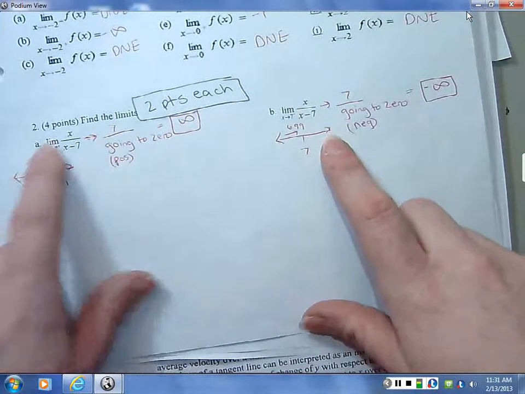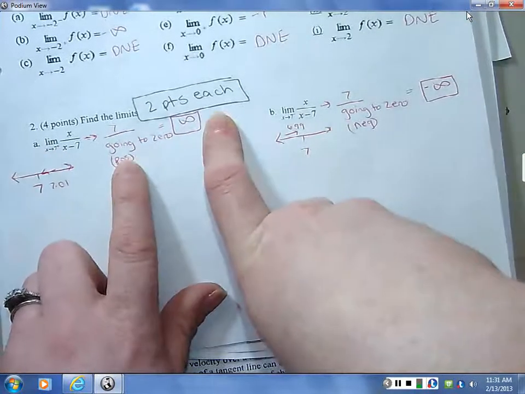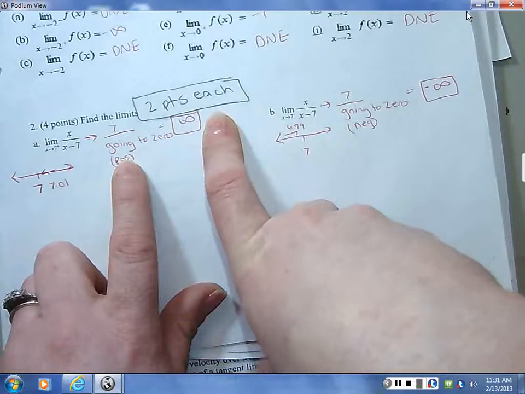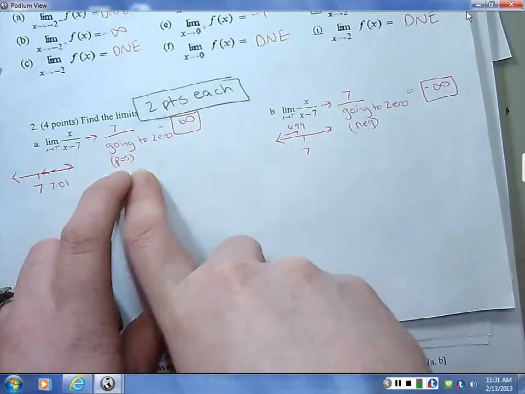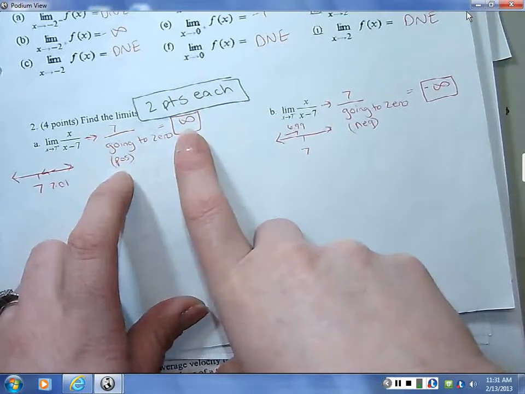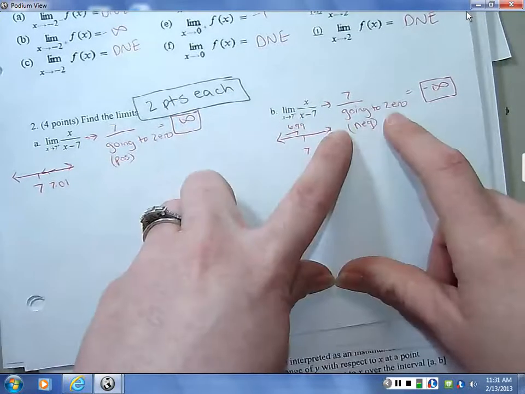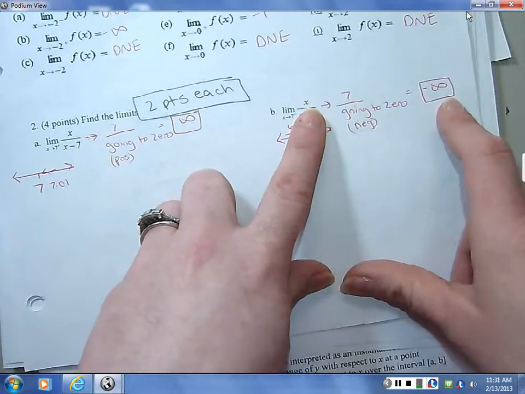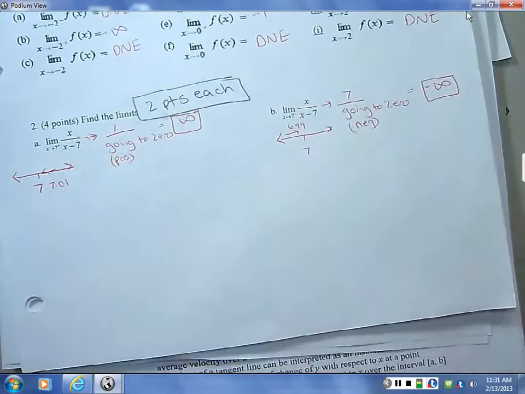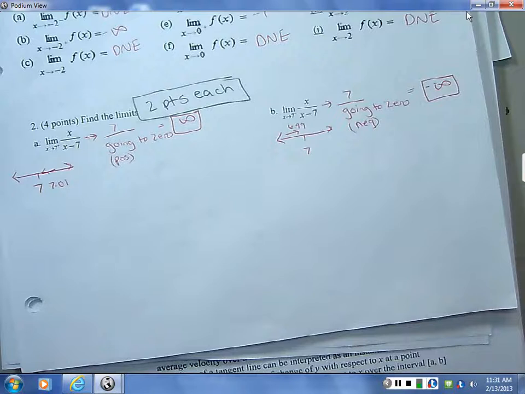If you have a constant over something going to 0, that goes to infinity, right? If it's going to 0 from the right, if it's positive, it's going to infinity. If you have a constant over something going to 0 but it's negative, it goes to minus infinity, right? 1 over something going to 0 goes to infinity. It's an important concept because it will be in a couple of the limit problems.